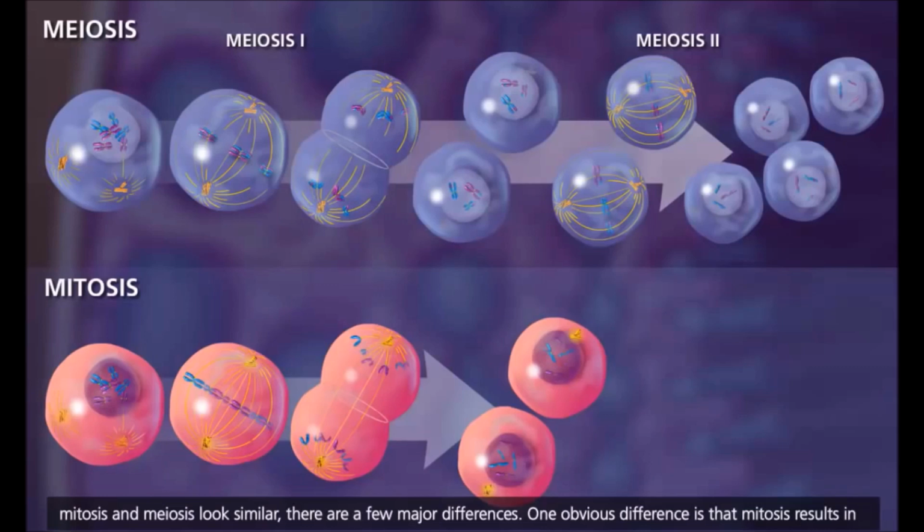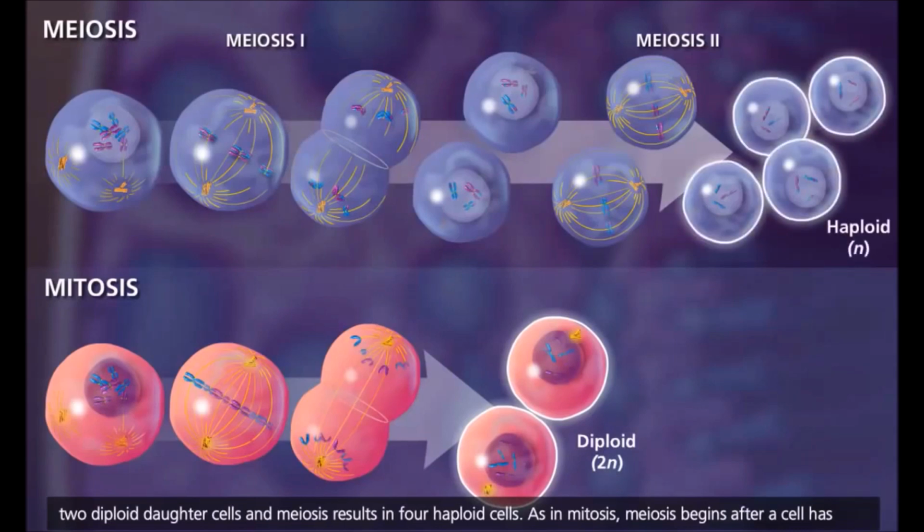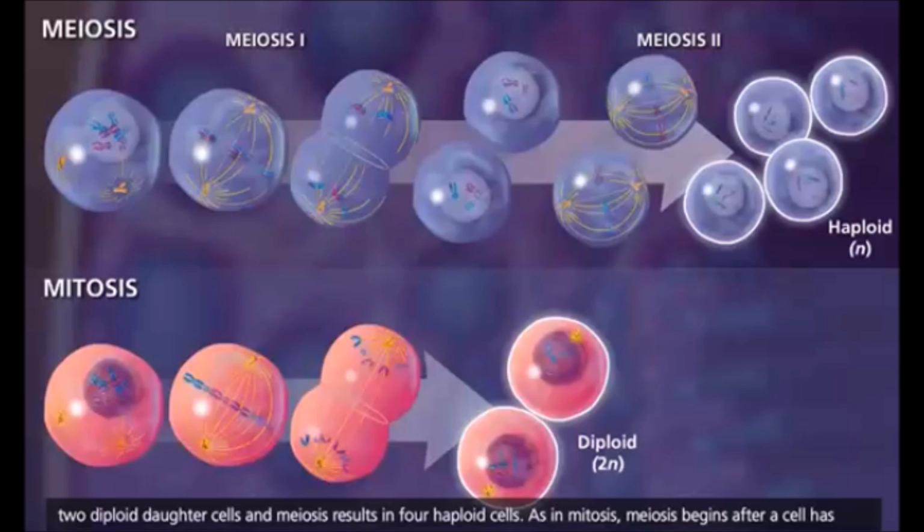One obvious difference is that mitosis results in 2 diploid daughter cells, and meiosis results in 4 haploid cells. So we can see here the main difference between mitosis and meiosis is the number of daughter cells. The number of daughter cells in meiosis will be 4. After meiosis 1 and meiosis 2, we will get 4 daughter cells where the chromosome number is half, the haploid daughter cells. As for mitosis that you have seen before, we will always get 2 daughter cells with the same number of chromosomes after the division.